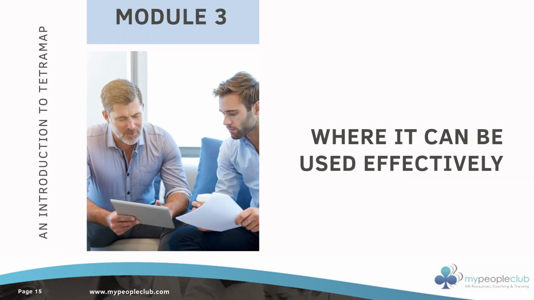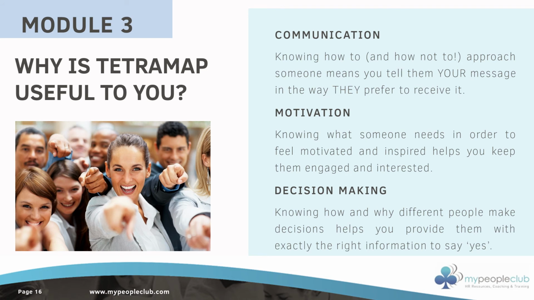Where can we use TetraMap? When we use the TetraMap assessment profile as an individual or as a team, and you get to know how someone is wired, what their preferred element is, where can you start using that? So importantly, just in how we communicate is really important. By understanding how to approach someone who's a bit different to you, and knowing how not to approach them, means that you can get your message across to them first time, because it will be in a way that they prefer to receive it.